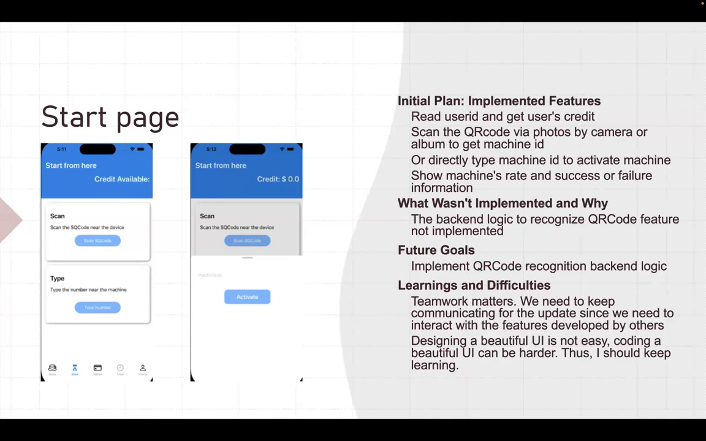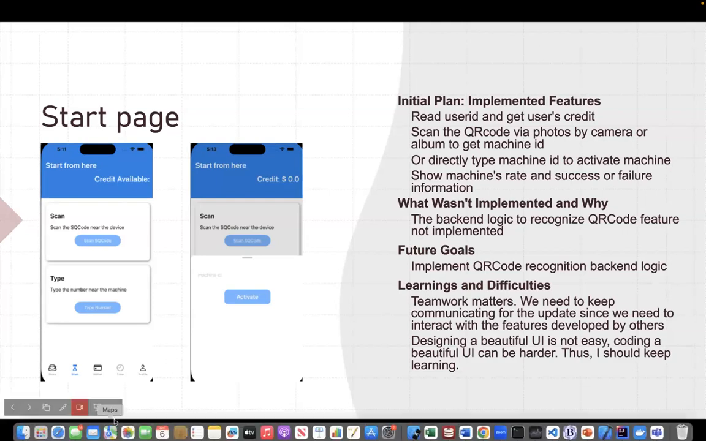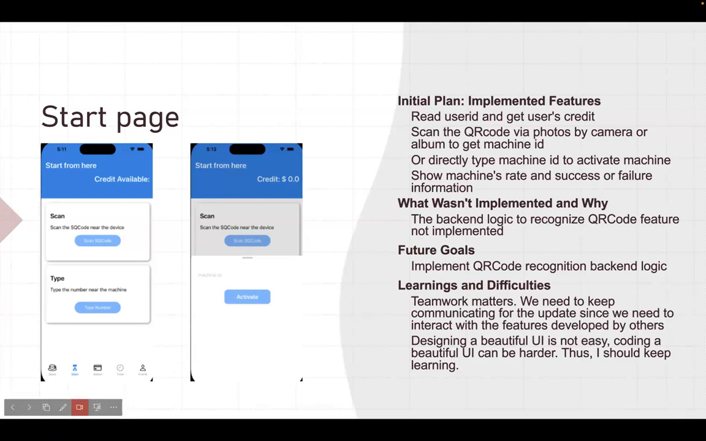What I learned is that teamwork really matters. We need to keep communicating for the updates since we need to interact with the features that are developed by others. And also sometimes we will get some conflicts on Git. So we need to communicate with each other to discuss what features should be kept and what we need to update. And also designing a beautiful UI is not easy. Coding a beautiful UI can be harder. So I still have a long path to learn about UI designing.